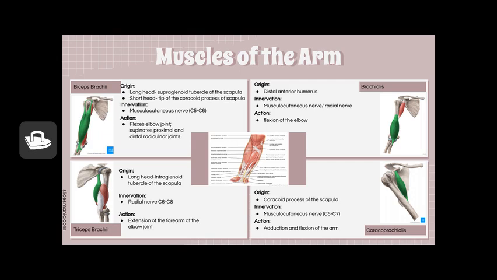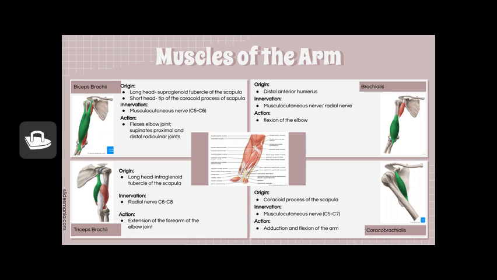Next up, on the top right corner, we have the brachialis. The origin of this muscle is going to be the distal anterior humerus. The innervation of this muscle is going to be the musculocutaneous nerve or the radial nerve. And this muscle also allows us to have flexion of the elbow.